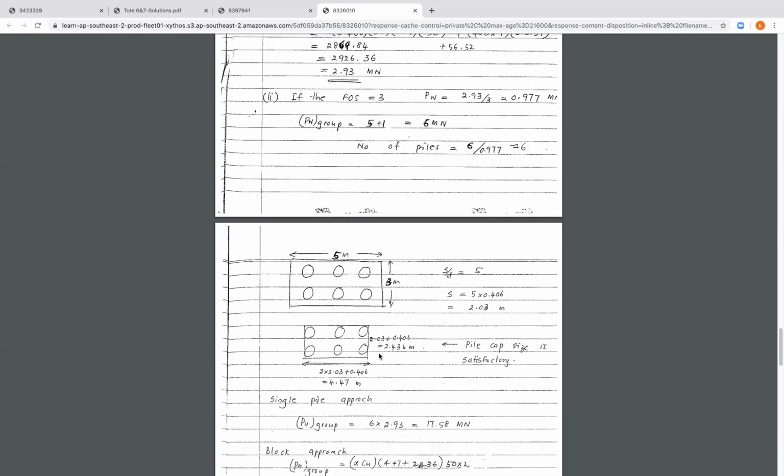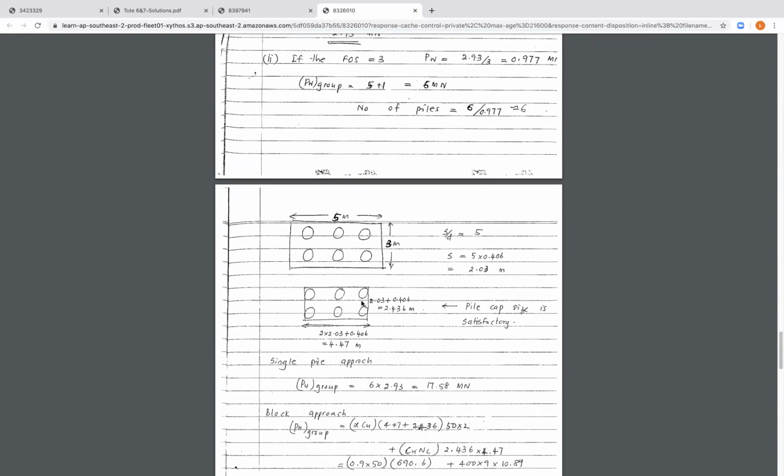And then we can work out the layout. From this point to this point, we need at least a dimension of 2.03 plus 0.406, so that will give us 2.436. And in the long dimension, we're going to have 2.03 between these two piles and another 2.03 between these two piles, and we need the diameter of the pile to be added to this value. That will give us 4.47 meter.